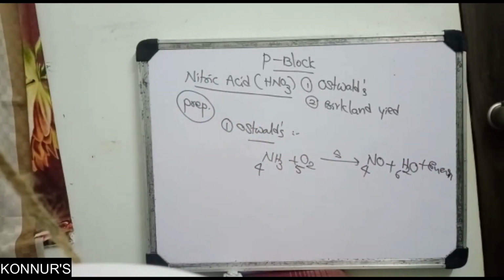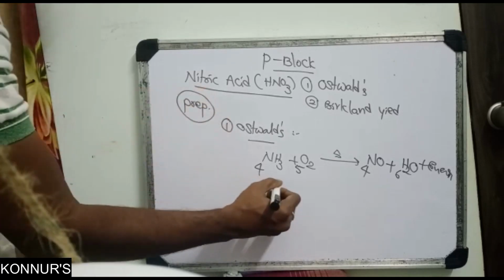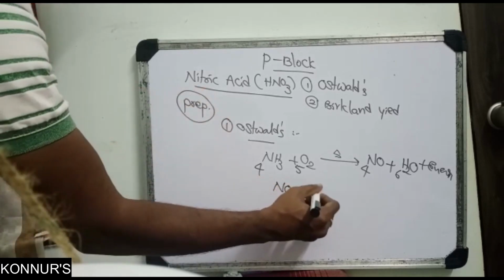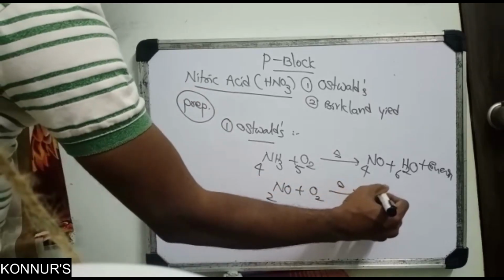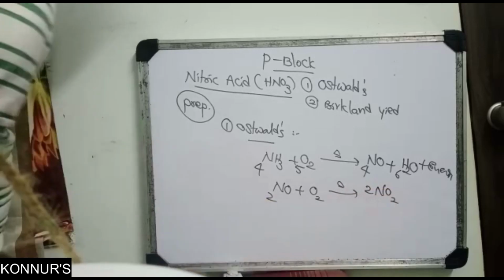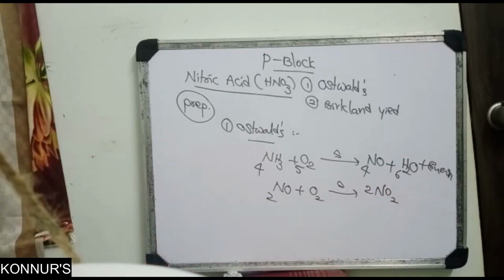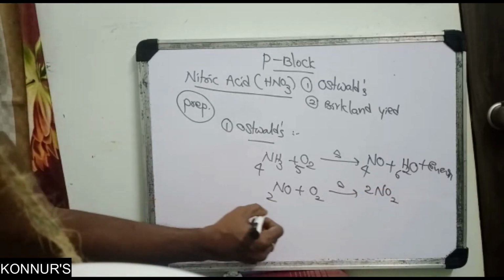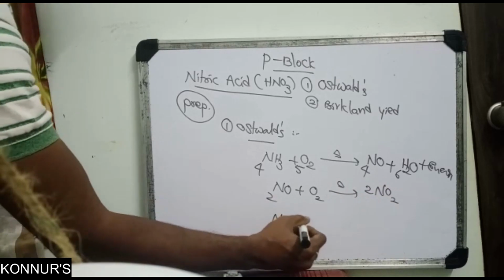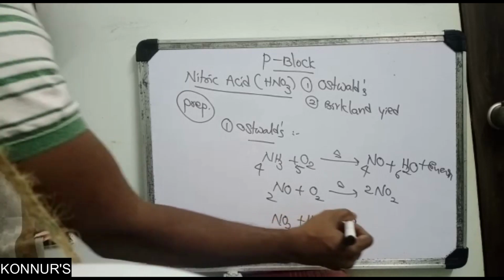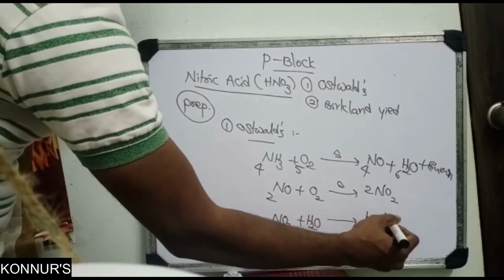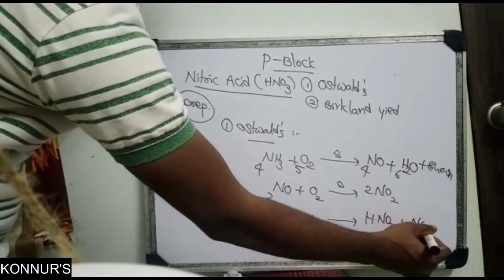So here NO is coming in the first step. This NO is again heated with oxygen. So you are getting NO2 gas. That is step 2. Next, NO2 gas you treat with water. So you are getting HNO3, and again NO also forming.